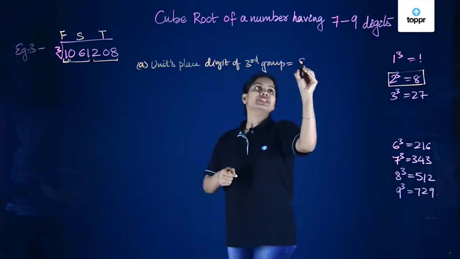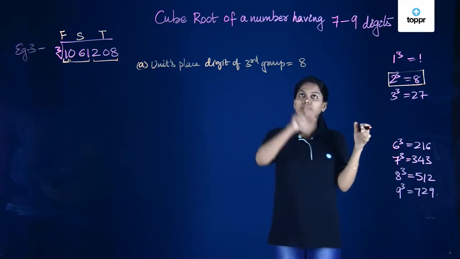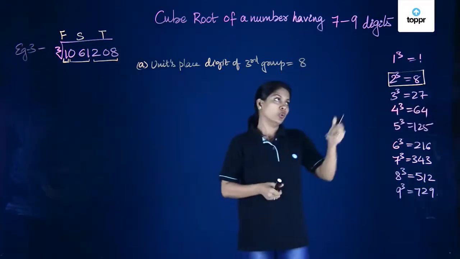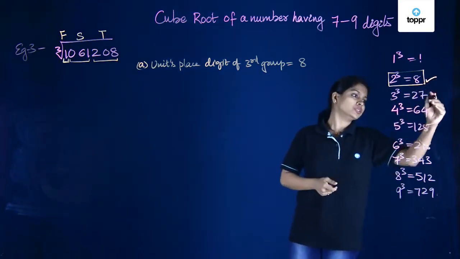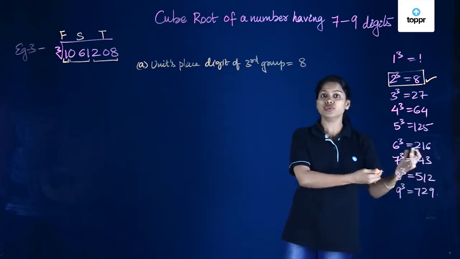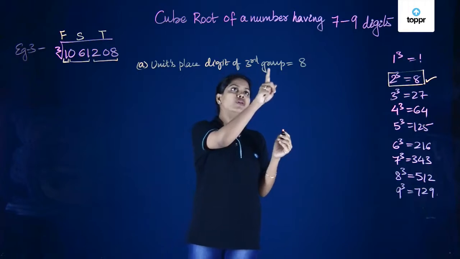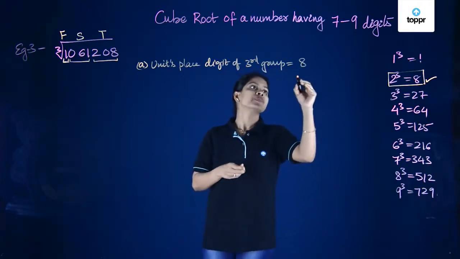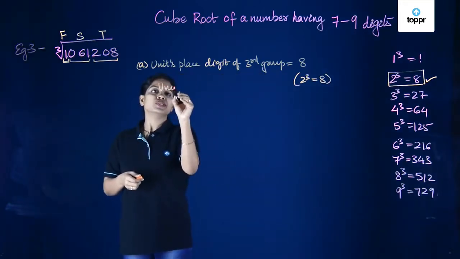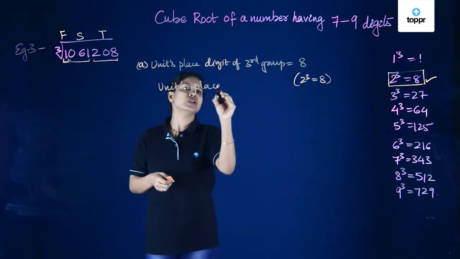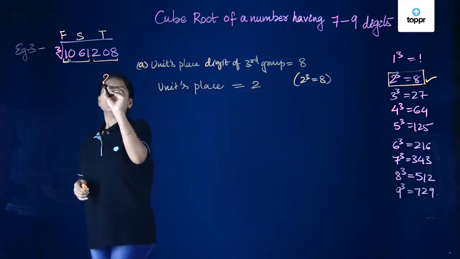That's equal to 8. Now the units place digit is 8, so we are looking for a number cubing which gives us a number with 8 in the units place. Looking at the RHS, we can see that 2 cube gives us 8. Other than this, we do not have 8 in any other units place digit. So 2 is our answer here. Since the units place digit of the third group is equal to 8, and we know that 2 cube is equal to 8, the units place digit is thus equal to 2. So we have the answer 2 over here.